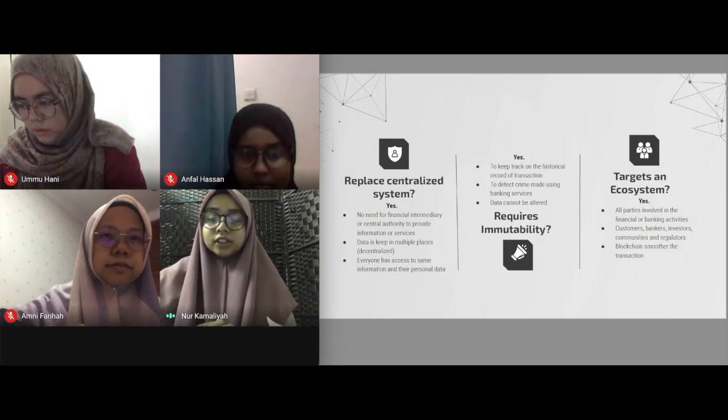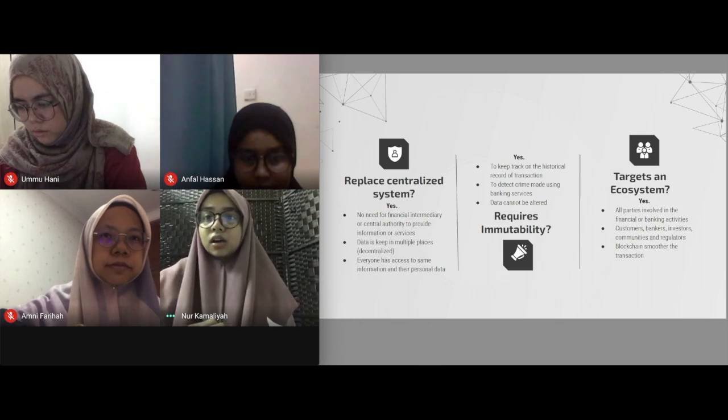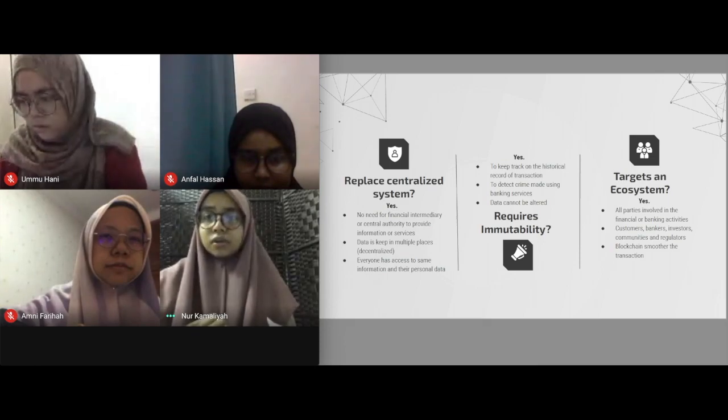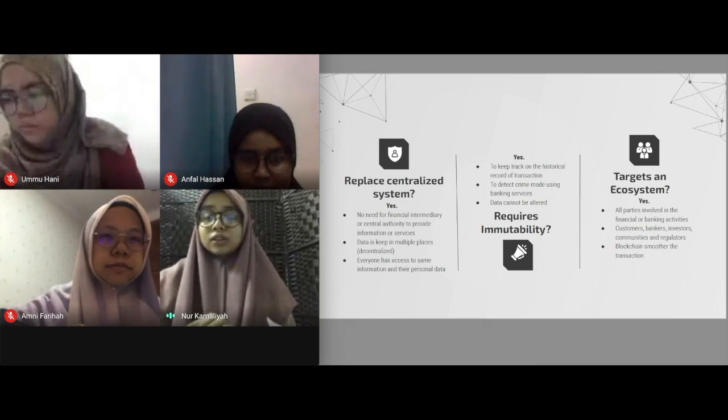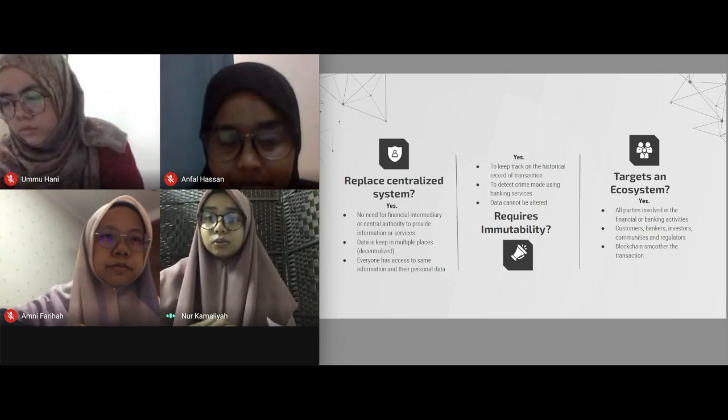In addition, the banking sector cannot rely anymore on the centralized system, although this system enables banks to control the user's data, because the system is really exposed to cyber attacks such as fraud and forgery, which bring total disruption to the whole system and will affect the user the most.